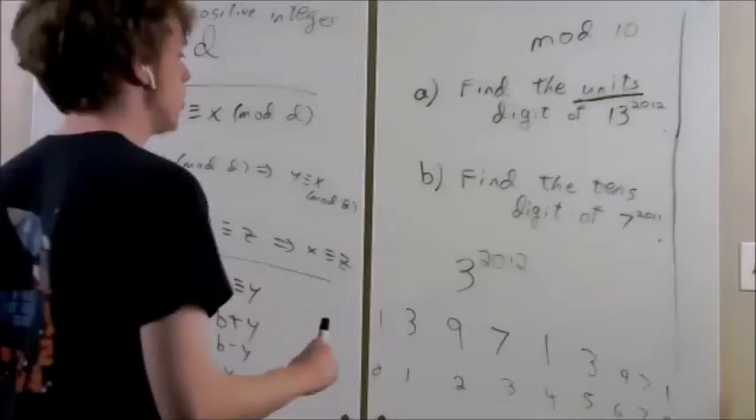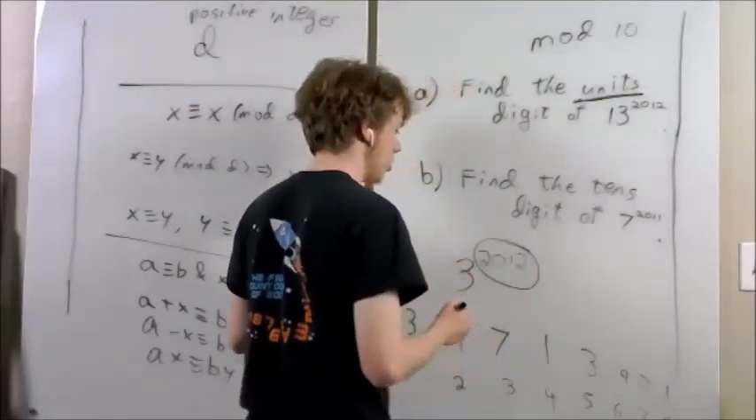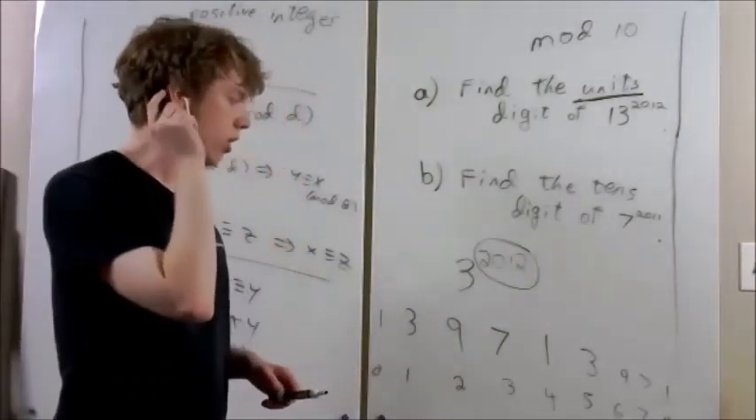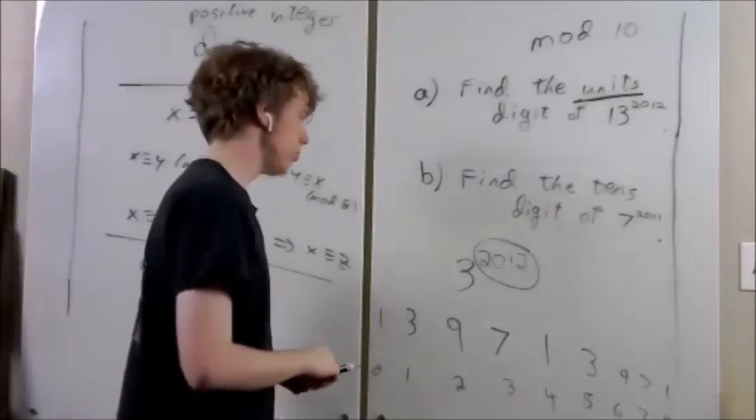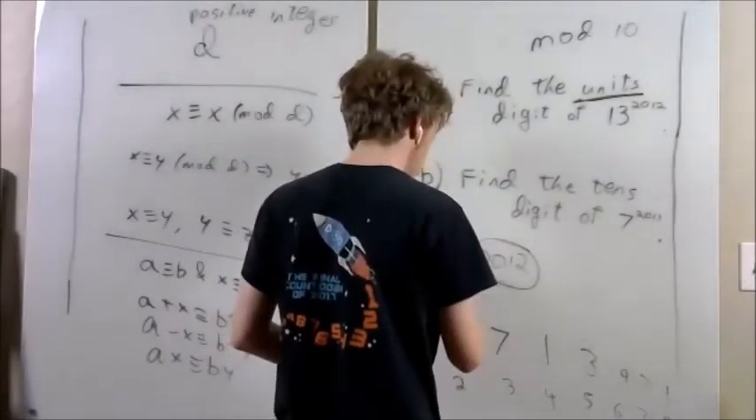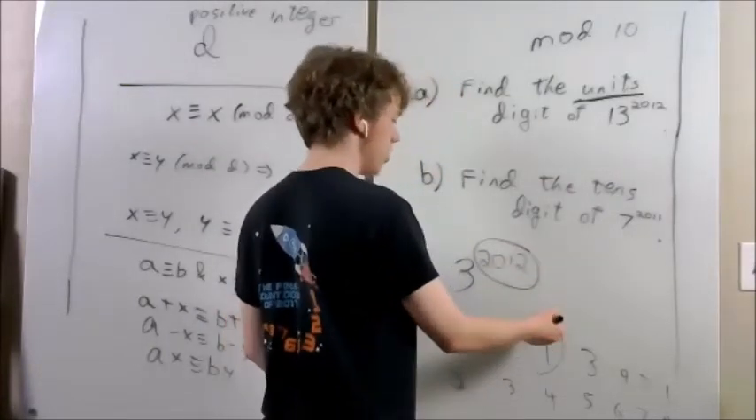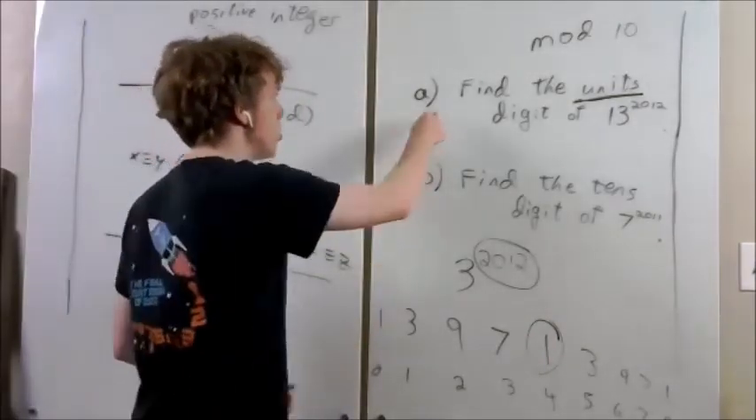So for any power, you can figure out what it is mod 10 by just looking at what the exponent is mod 4. And so 2012 is divisible by 4. And so this number is just where it is in this cycle, it just hits the 1 on mod 10. So the units digit is 1.